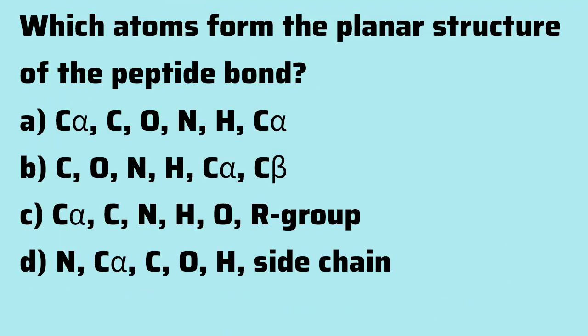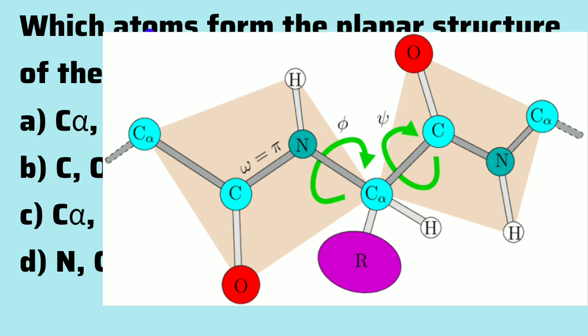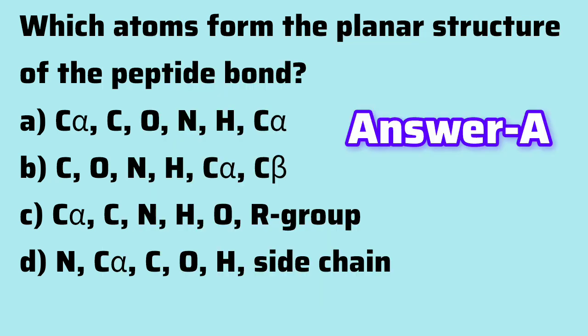Which atoms form the planar structure of the peptide bond? One peptide bond is formed between two amino acids. Of the two amino acids, C alpha and C alpha will be present at the corners, and the peptide bond is formed by the carbonyl oxygen of one amino acid and the amide hydrogen of the second. So CONH will be present at the center. In total, these 6 atoms form the planar structure. These are C alpha, CONH, C alpha, and the correct answer is A.